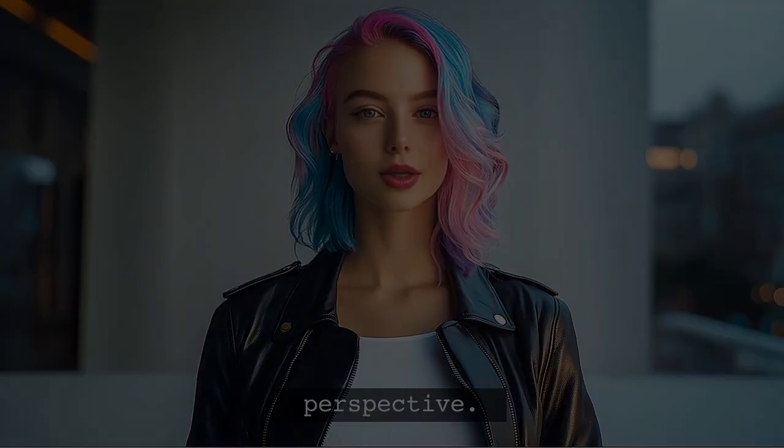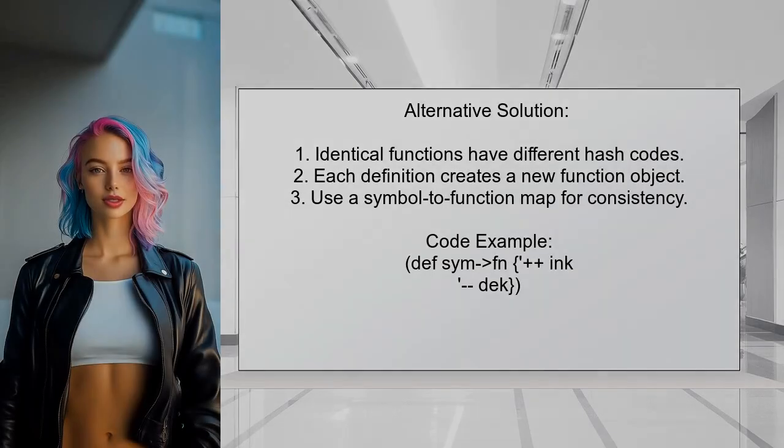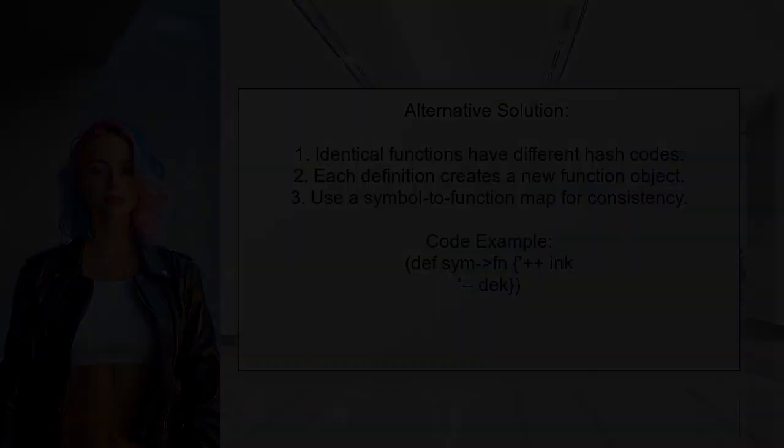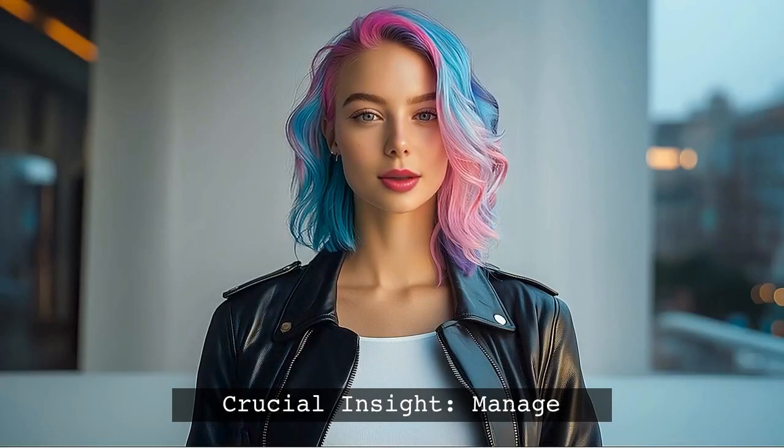Let's see another perspective. One user pointed out that defining identical functions in Clojure results in different hash codes. This happens because each definition creates a new function object. They illustrated this with an example showing that even if the function logic is the same, the hash codes differ. To address this, they suggest using a mapping of symbols to function instances, allowing for consistent function retrieval without relying on hash codes. Here's the crucial insight I promised.